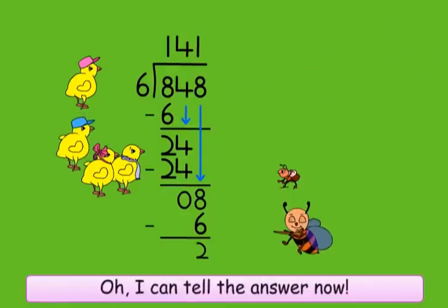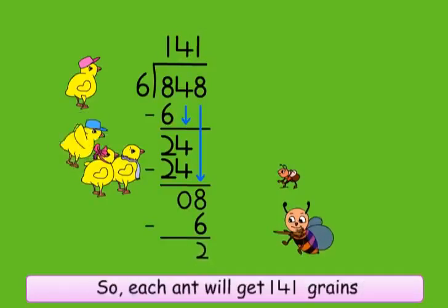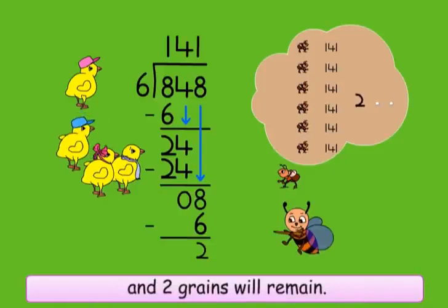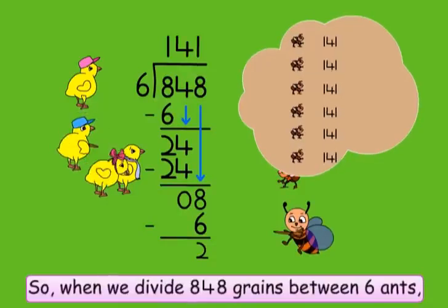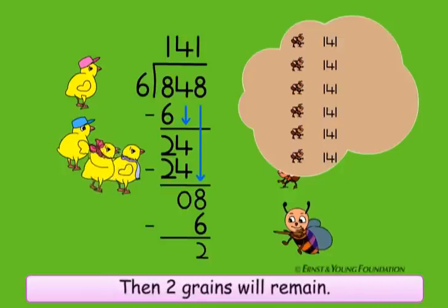Oh, I can tell the answer now. It is 141 and the remainder is 2. So, each ant will get 141 grains and 2 grains will remain. So, when we divide 848 grains between 6 ants, each ant gets 141 grains. Then 2 grains will remain.